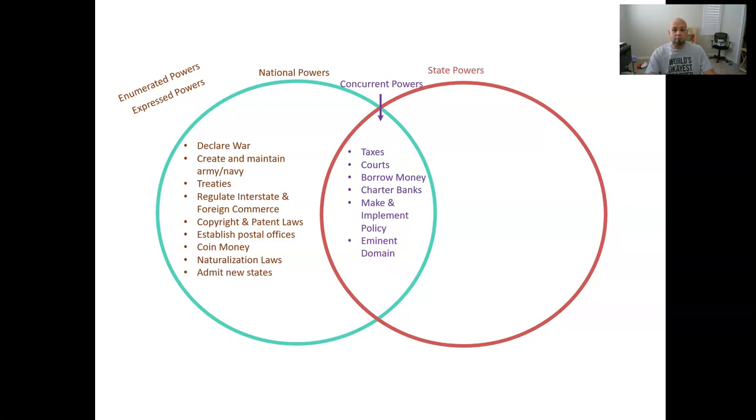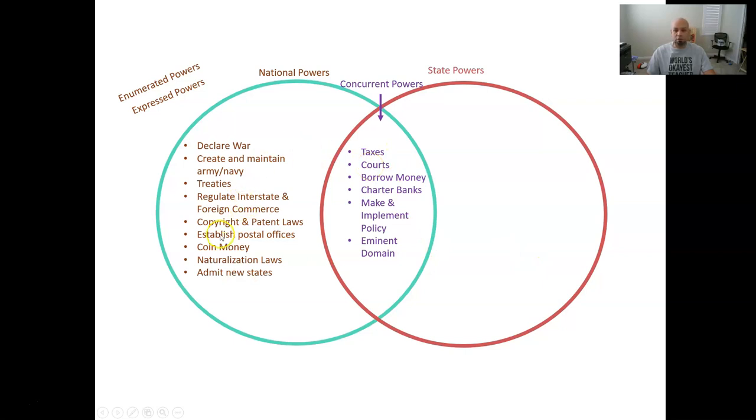All right, concurrent powers. Powers we share in both spheres. Okay, it's going to be the power to tax. National taxes, state taxes, even local taxes, and I think I talked about that in the previous slide, that we get taxed a whole bunch as Americans.